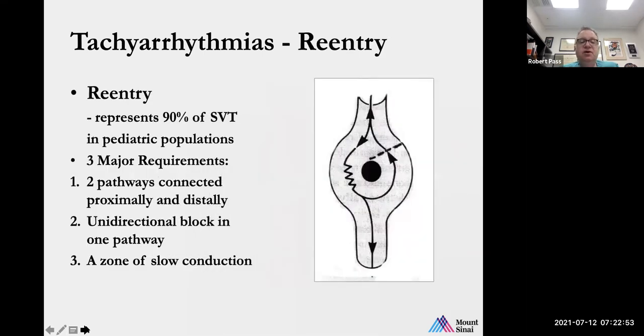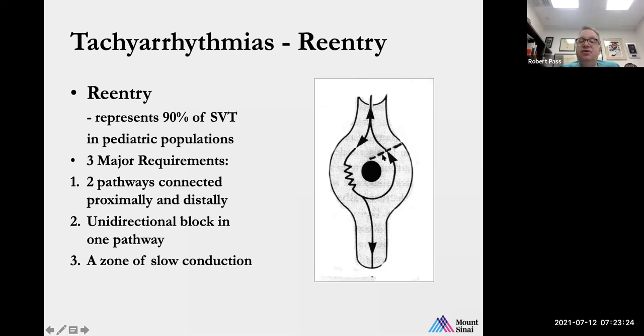Okay, now we're going to move on to reentry. And reentry is very important to understand because it really explains basically 90 to 95% of all SVT in pediatric patients. And in order to understand reentry, you need to understand that there are three main requirements in order to have reentry. The first is, if you look at this cartoon, that you have to have two pathways that are conducted proximally and distally.